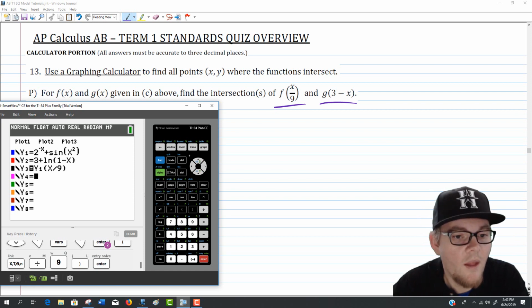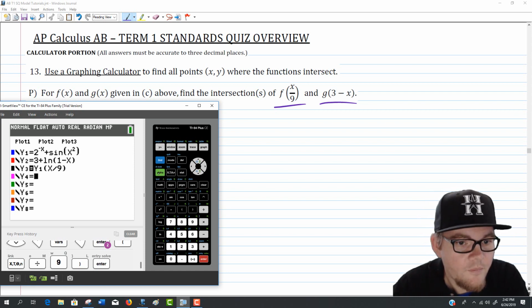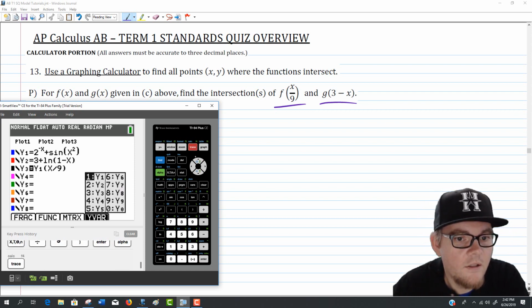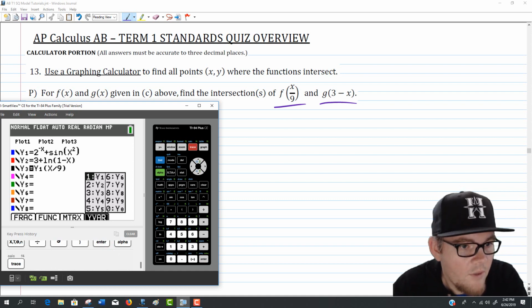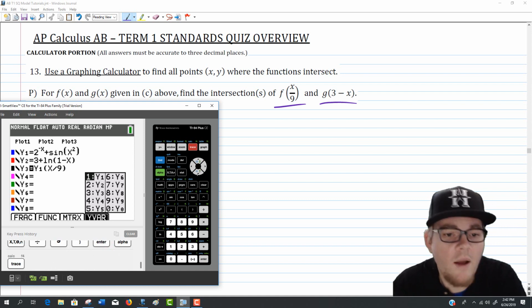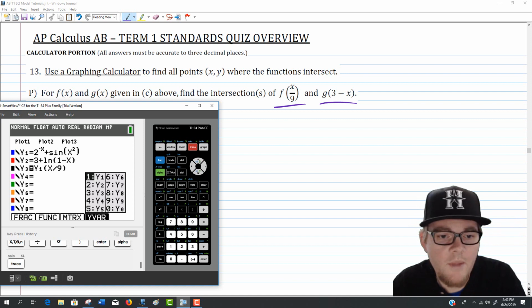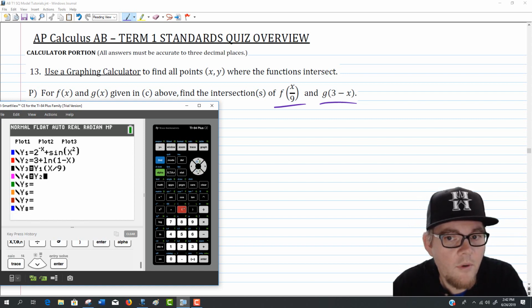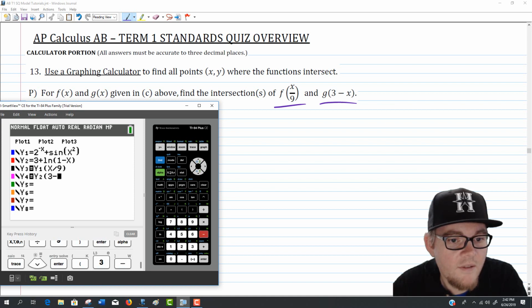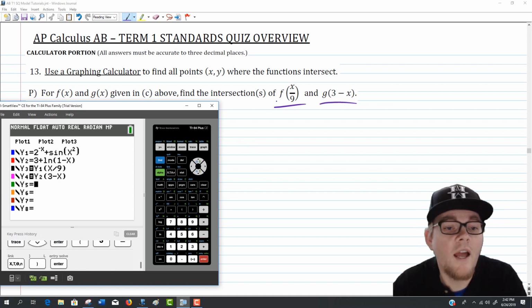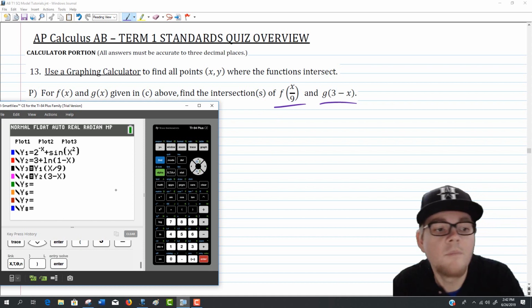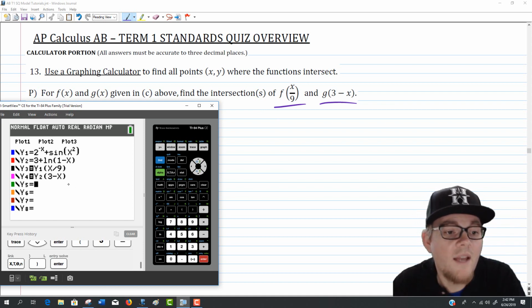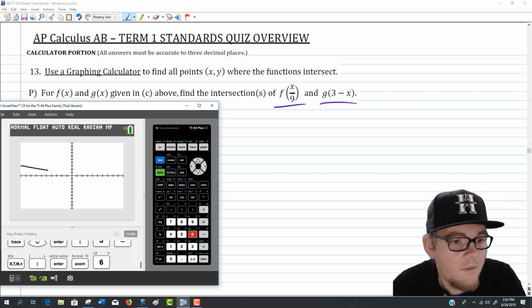The second option is to instead go alpha trace. And when you do, it actually brings up a quick menu for the y variables, or whatever variable for the function method you're using. I'm going to choose now for our second one, y2, and then put in parentheses 3 minus x. And what this does is this will now graph f of x over 9, which we're calling y3 now, and g of 3 minus x, which we're now calling y4. I'm going to go to Zoom 6 and graph it.